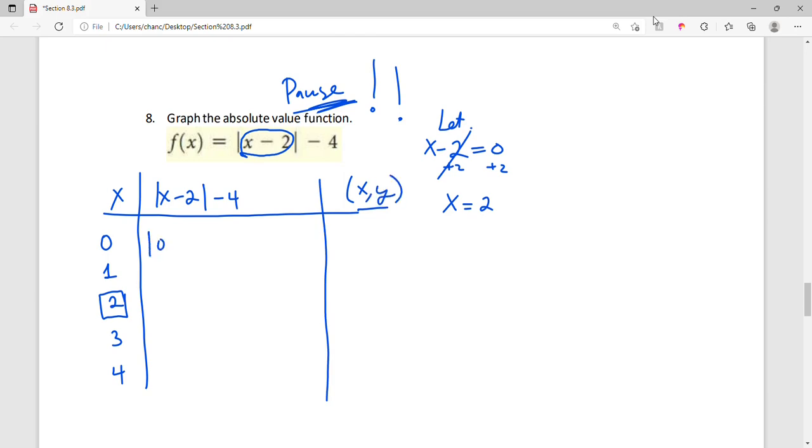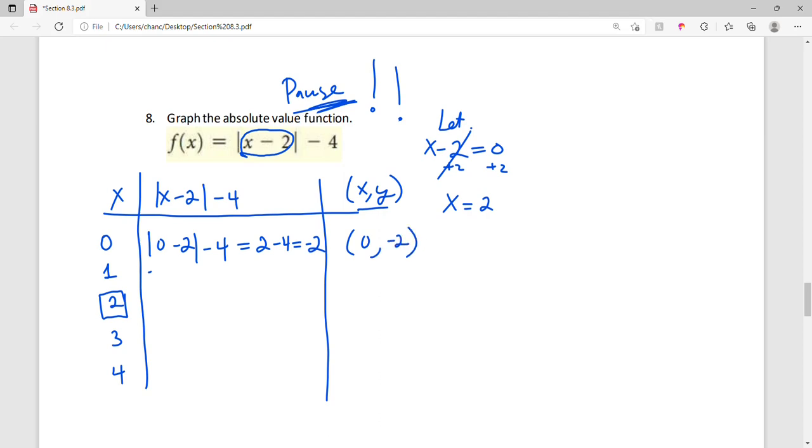We'll plug in a 0. 0 minus 2, that's negative 2. The absolute value of negative 2 is positive 2. So we have 2 minus 4, that gives me a negative 2. So our first ordered pair is 0 comma negative 2.